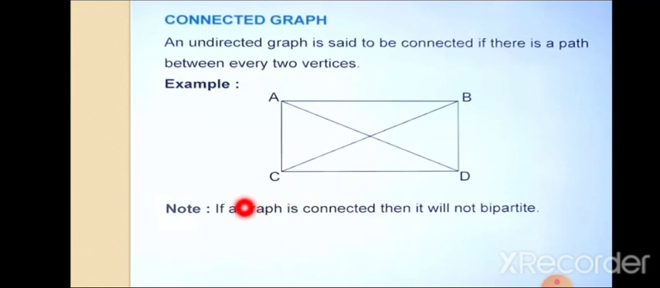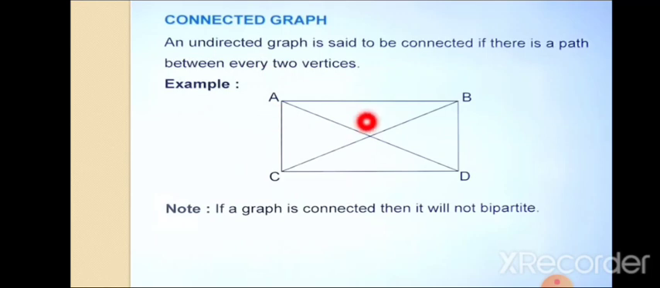Now we have to note that if a graph is connected, then it will not be bipartite. Suppose we take this edge, then A belongs to the subset X, so B will belong to Y. Similarly for this edge, A belongs to X, so D will belong to Y, and for this edge, A belongs to X, so C will belong to Y. So C, B and D belong to Y and A belongs to X.